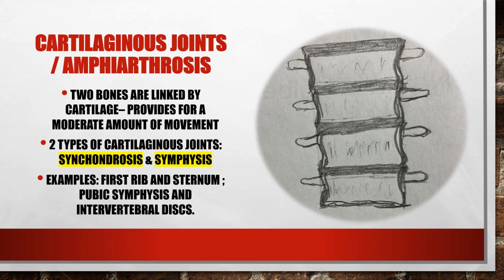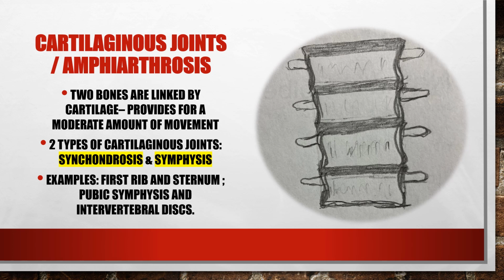Our next joint would be the cartilaginous joint. So these are the ones where there's two bones and they are linked by a cartilage. So this provides for a moderate amount of movement, and this is also why they're called amphiarthrosis. And there's two types of this kind of joint based on the cartilage used. So the first one would be synchondrosis. So these are the bones that are bound by hyaline cartilage. An example would be joints in children between the diaphysis and epiphysis, and between the first rib and sternum.